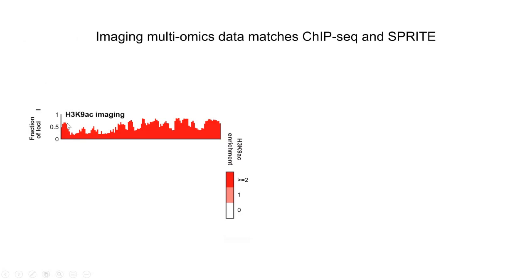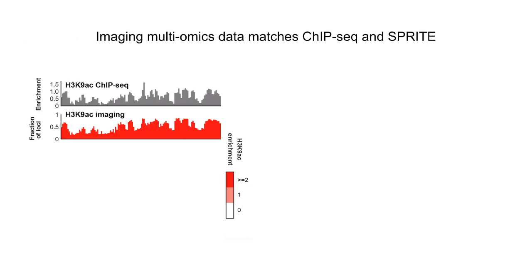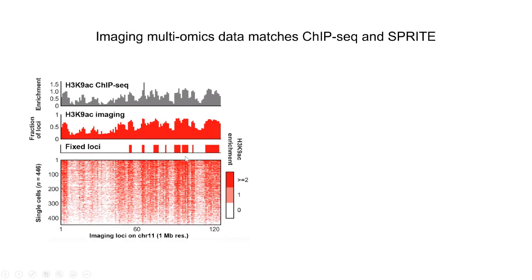So let's zoom into this particular activation mark, H3K9 acetylation, for one of the chromosomes, and you can see that across this chromosome there's a profile. What's surprising is that if you compare the ChIP-seq data, at 1 megabase resolution, it matches the imaging data; there's very high concordance between these two measurements. Even more surprising, if you look at individual cells, and we imaged about 400 cells in this experiment, you have a fairly deterministic pattern: this locus here is touching H3K9 acetylation in almost all the cells. We call those fixed loci because they're next to these marks in all the cells.